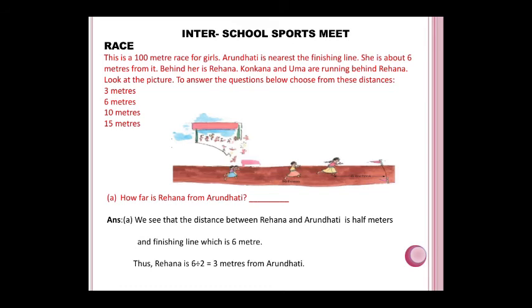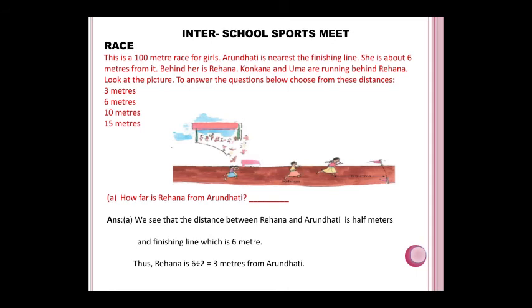Inter-school sports meet. This is a 100-meter race for girls. Arundhati is nearest to the finishing line. She is about 6 meters from it. Behind her is Rehana. Konkana and Uma are running behind Rehana. Look at the picture. To answer the question below, choose from this distance. See here, objective type questions like that, they are given answer options. They have to choose from this.